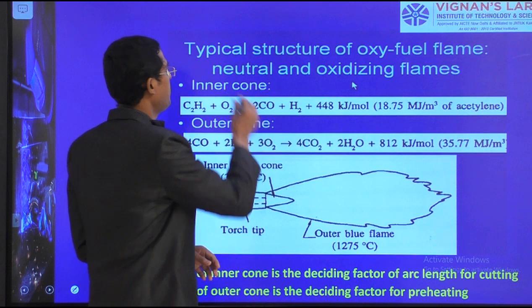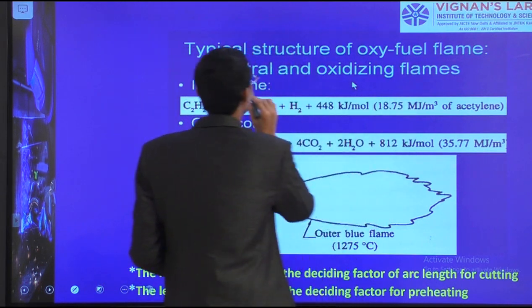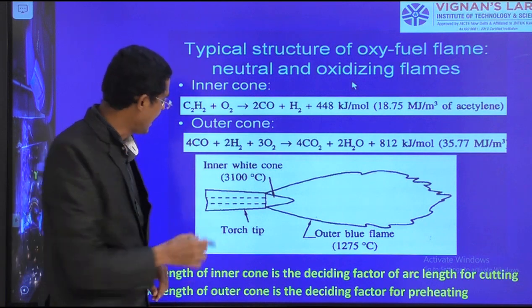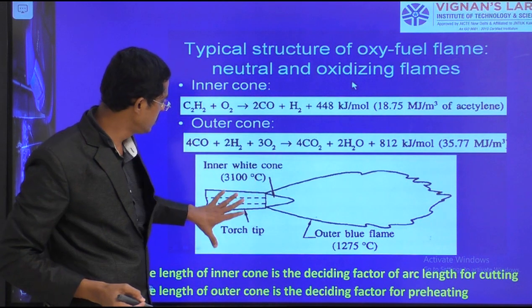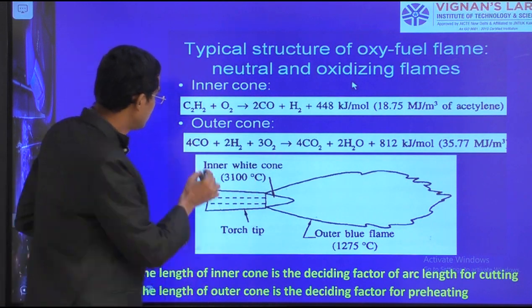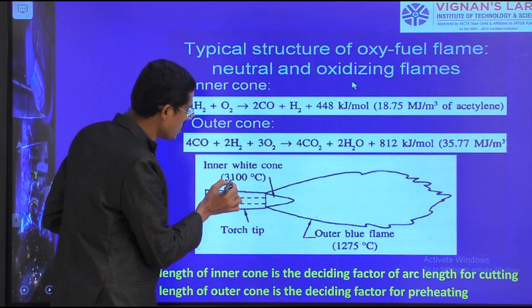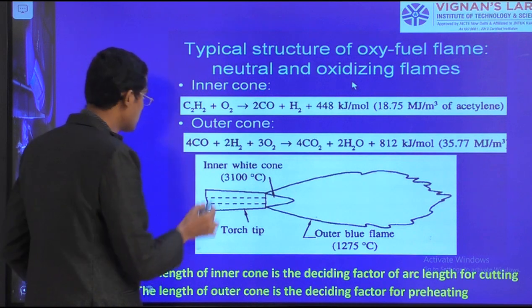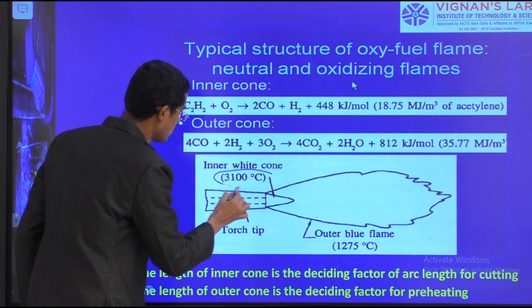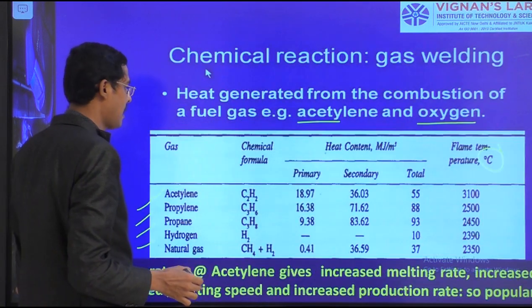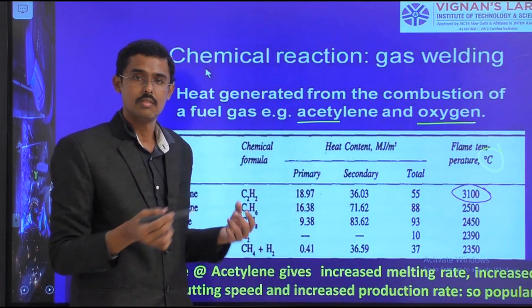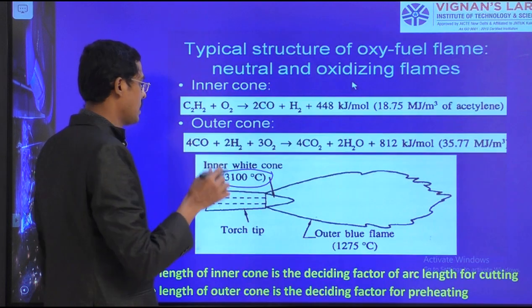So I came to the typical structure of the oxyfuel flame. Neutral and oxidizing flames are given here. I have taken the torch tip. This is the torch tip, and the inner white cone is around 3100 degrees centigrade, the same temperature we have just seen. So we are taking acetylene as the top fuel, and the inner cone is 3100 degrees centigrade.